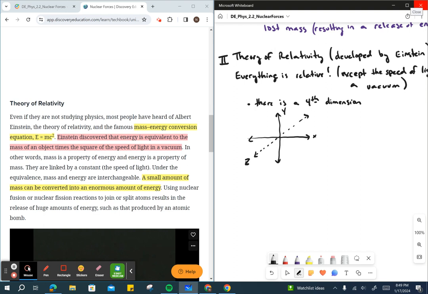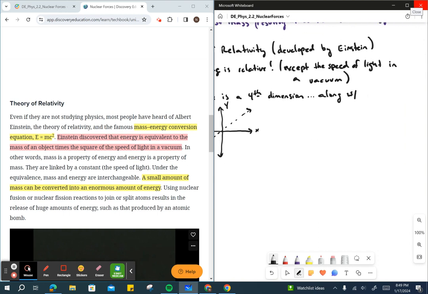Okay, but time is the fourth dimension. Along with X, Y, and Z, there is time. Time. That's your fourth dimension. Okay, time. Okay.